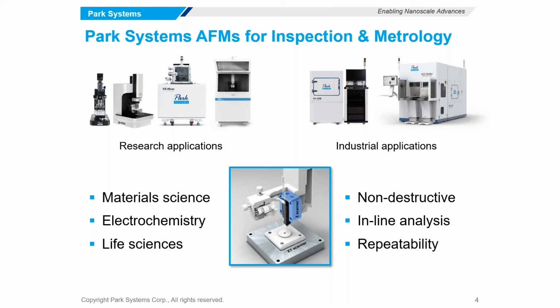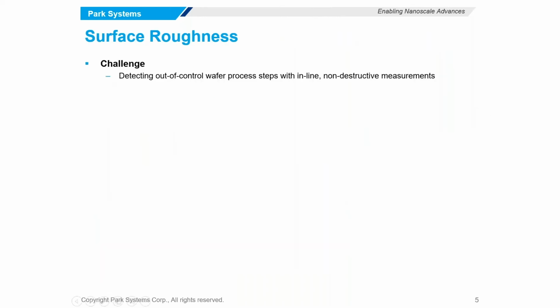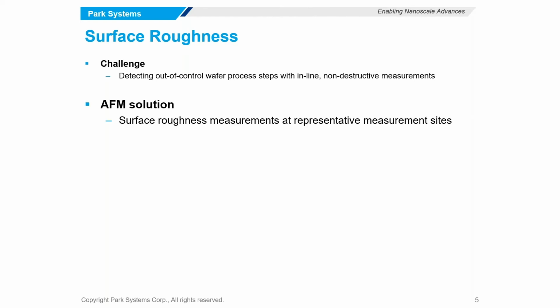So to begin with, starting out very simply in the applications, I want to discuss surface roughness. Now, the challenge addressed with surface roughness is detecting out-of-control wafer process steps in an inline non-destructive measurement. So AFM steps in here. We can perform surface roughness measurements at representative measurement sites across the wafer and begin to get a picture of if there is a particular variance that may be caused, for example, by a CMP polish step, a deposition step that has gone awry, anything that might show up in the roughness measurement itself.